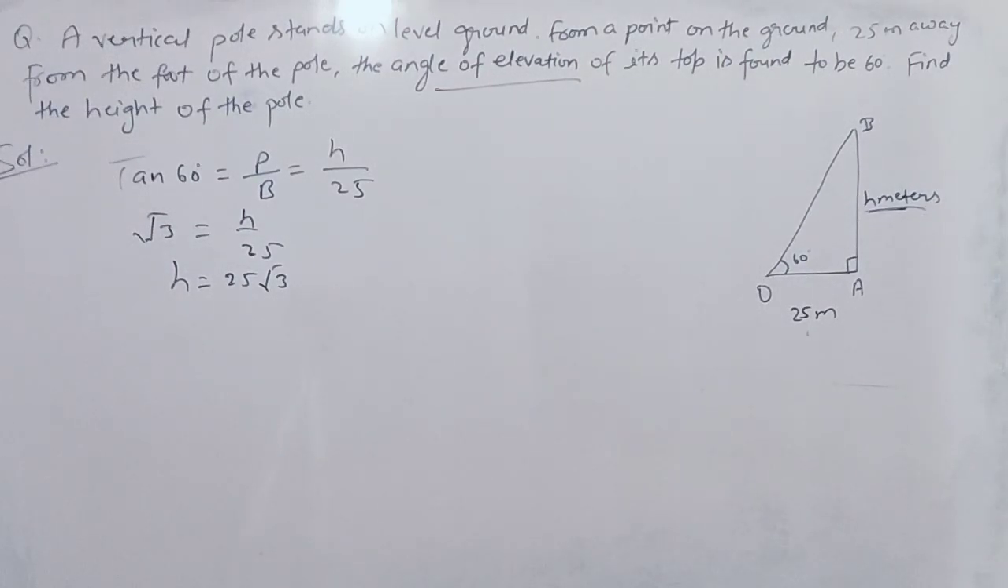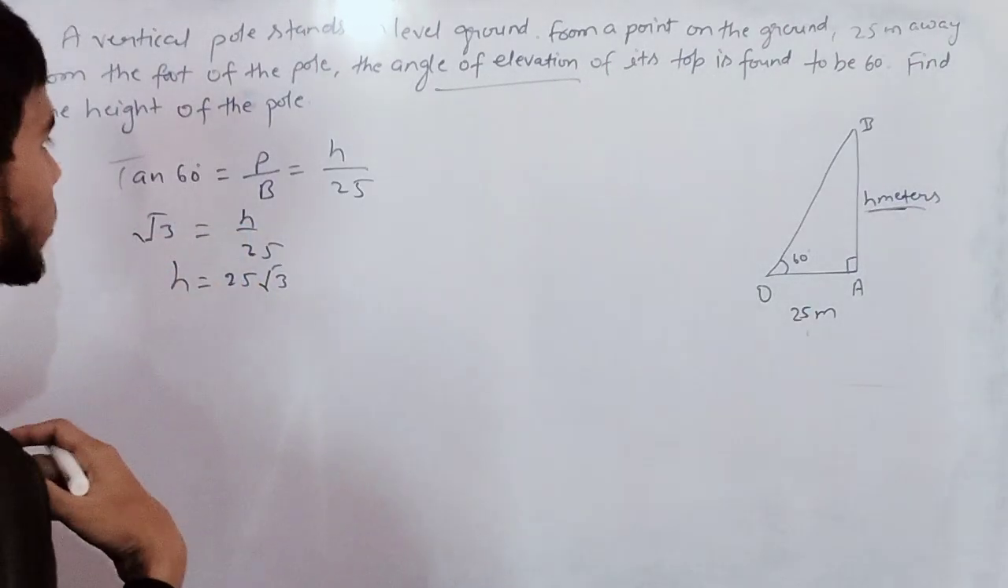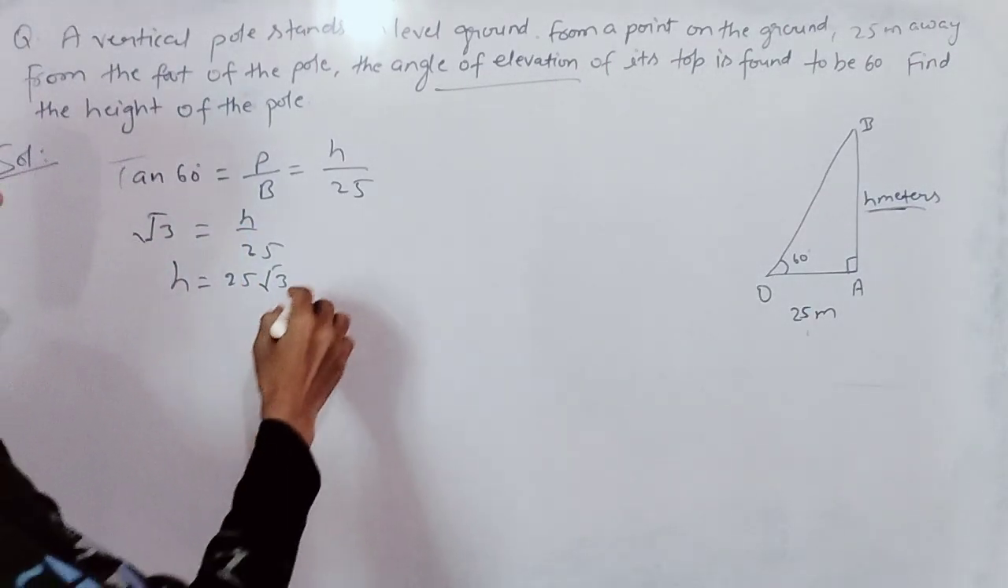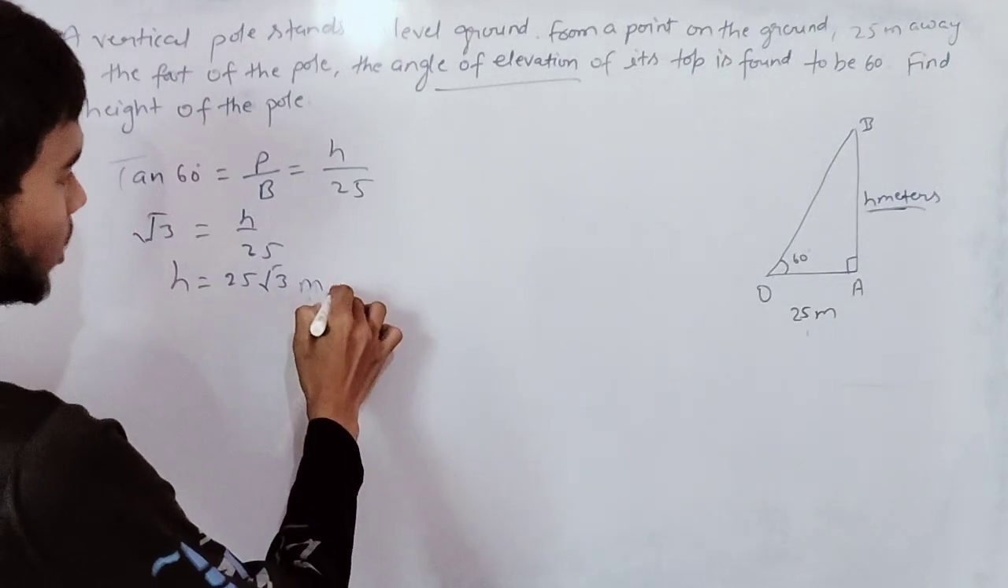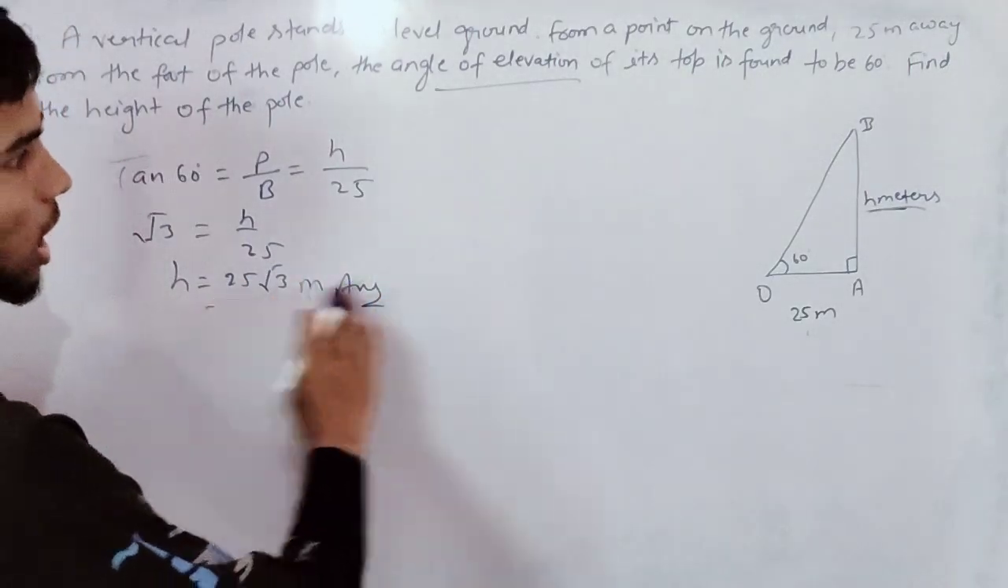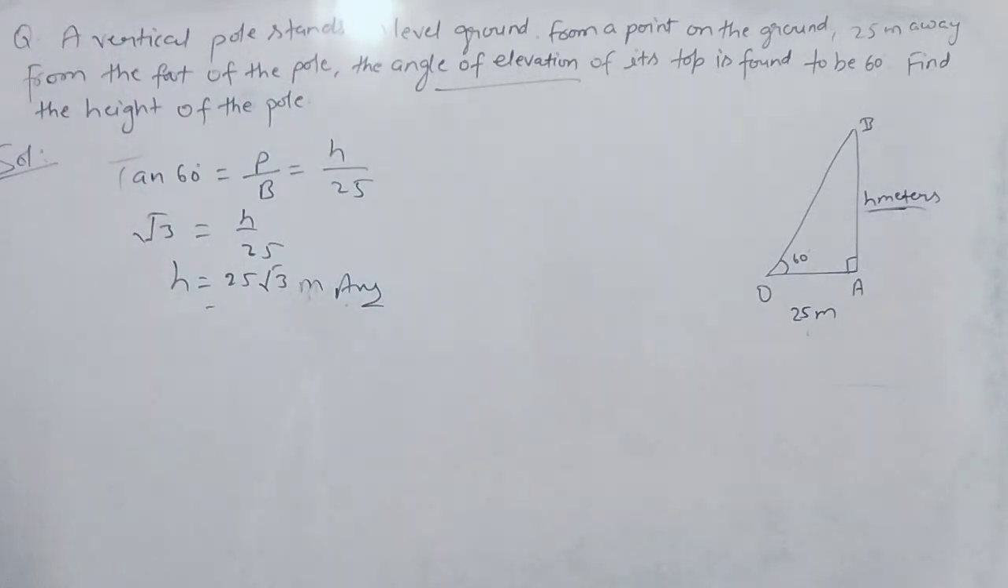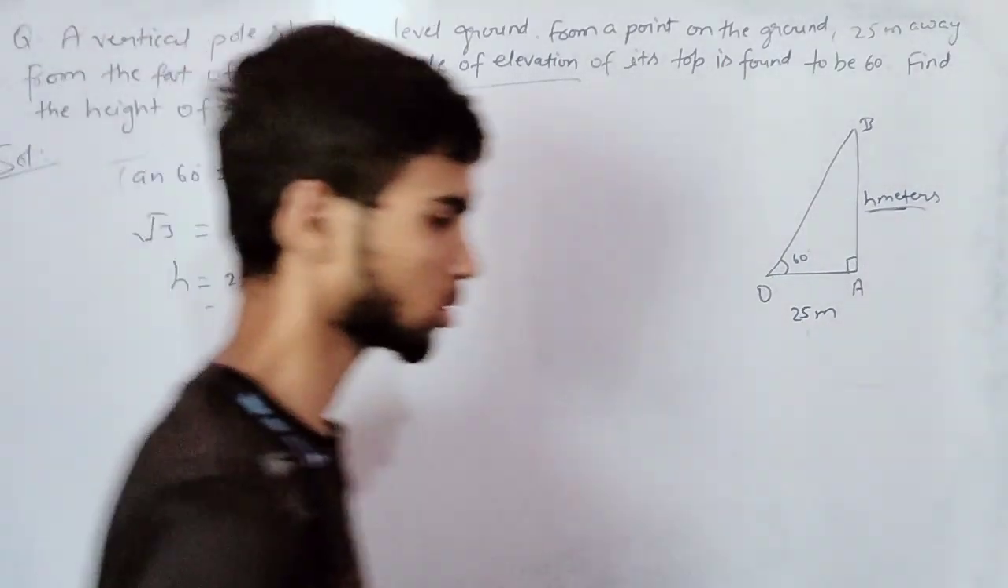Clear? You can check whether the value of tan theta is correct or not. Yes, this is correct. The value of tan 60 is root 3. The meaning of this answer is that this is the height of the AB part. Now the next question.